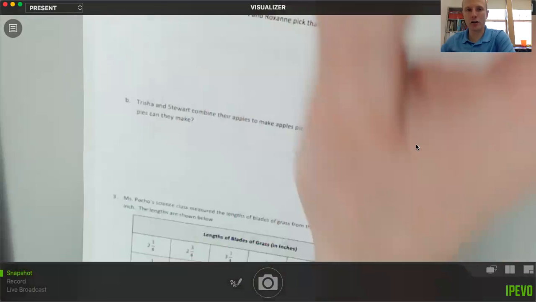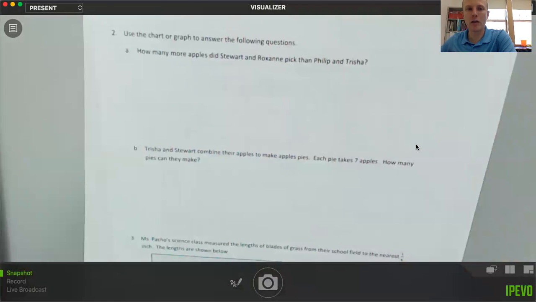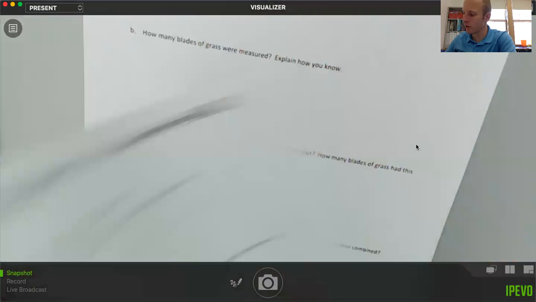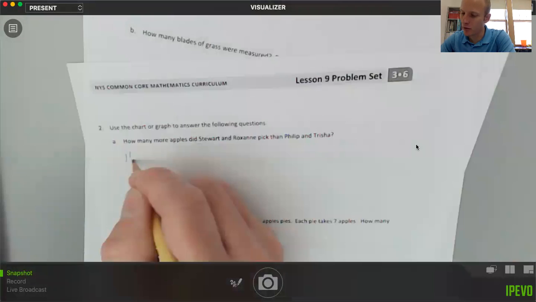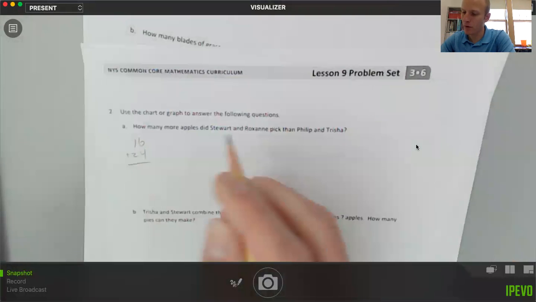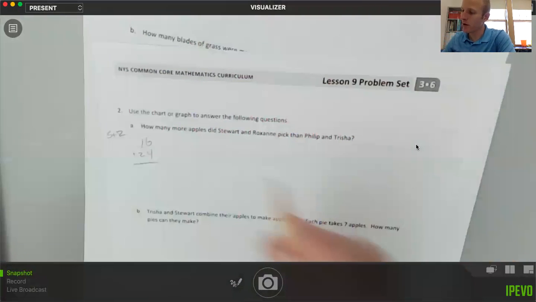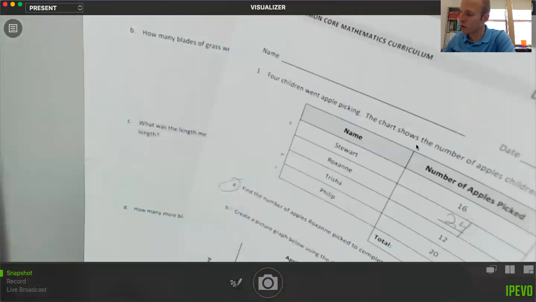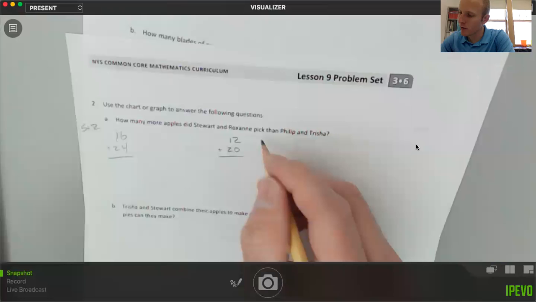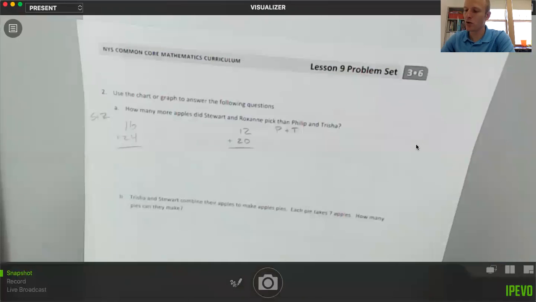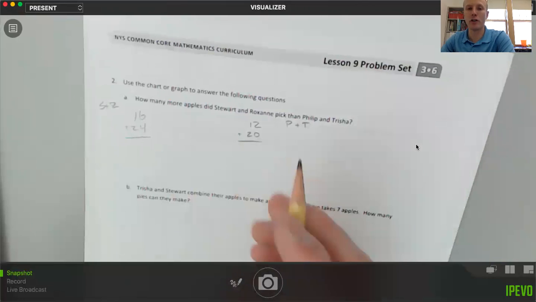We're going to use that chart to answer the following questions. How many more apples did Stuart and Roxanne pick than Philip and Trisha? So Stuart and Roxanne picked 16 plus 24. That's Stuart plus Roxanne. Philip and Trisha picked 12 and 20. 12 and 20 for P and T. So the first thing is to figure out how much each group did by themselves.